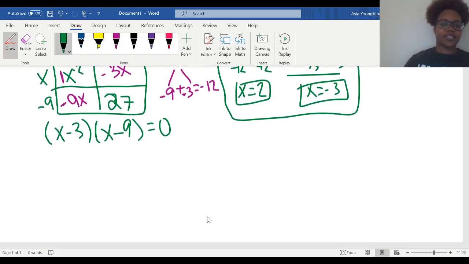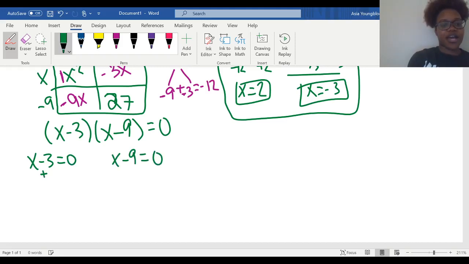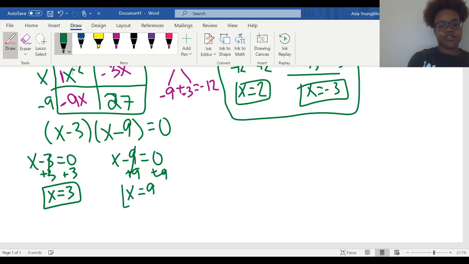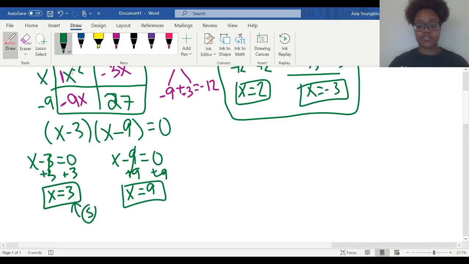Okay, so now we're solving this the same way. x minus 3 equals 0. x minus 9 equals 0. Adding 3 to both sides gets us x equals 3 for one answer. Adding 9 to both sides gets us x equals 9 for our other answer. So this would be our smaller answer. So you would type that in the box for the smaller answer in Khan Academy.